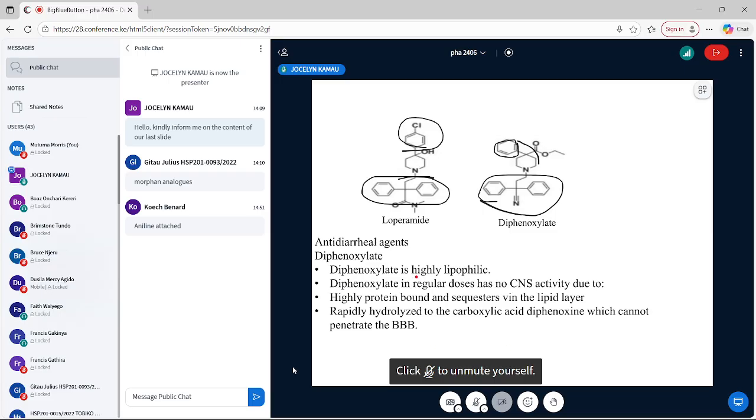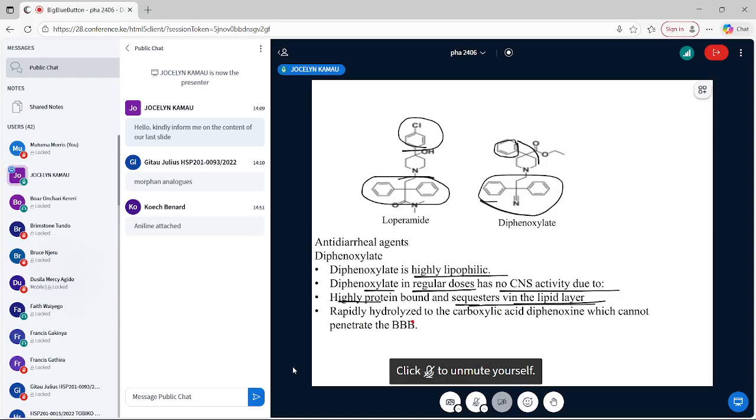Diphenoxylate is highly lipophilic. In regular doses, it has no CNS activity. So when you give it in normal doses, not unless you want to abuse it, it is fine. Any drug, when you abuse it and give it in overdose, will of course cause toxicity. But in the normal standard doses, it will not cause any CNS activity, due to being highly protein bound and sequestered within the lipid layer. So it not only has high lipid solubility, it is also highly protein bound.